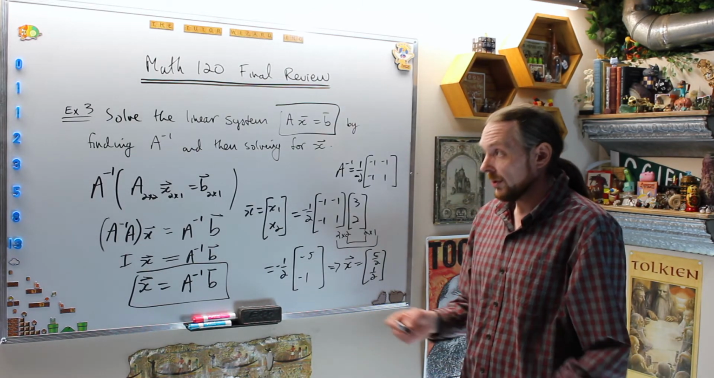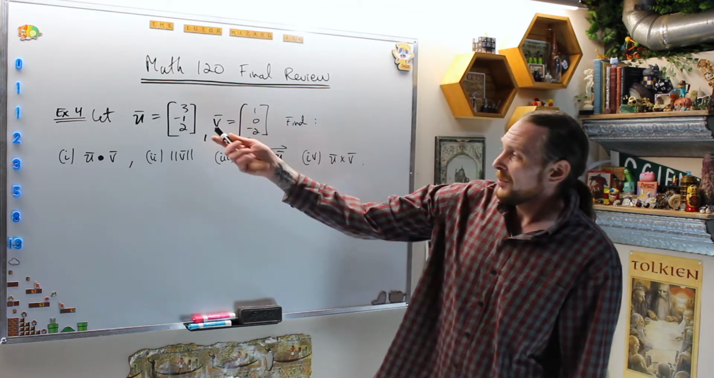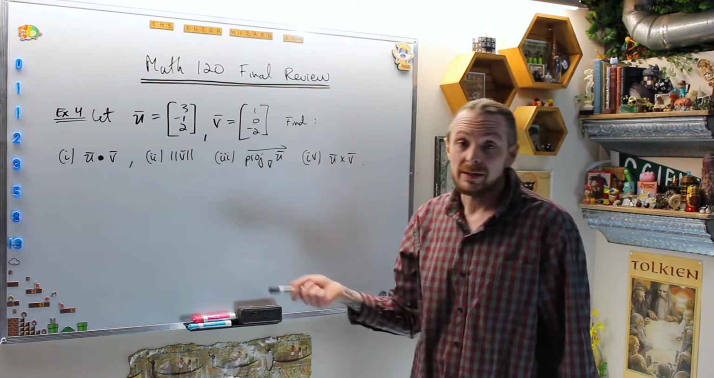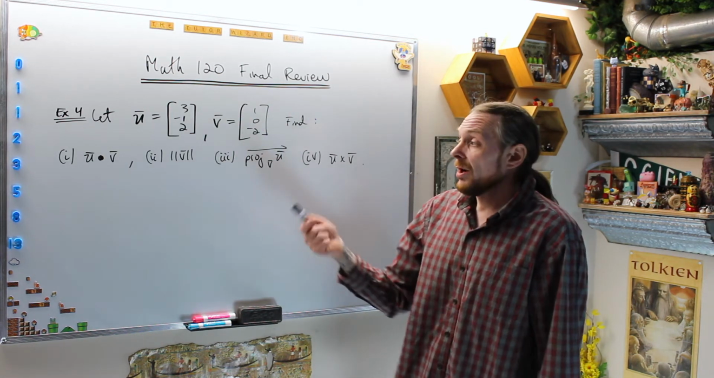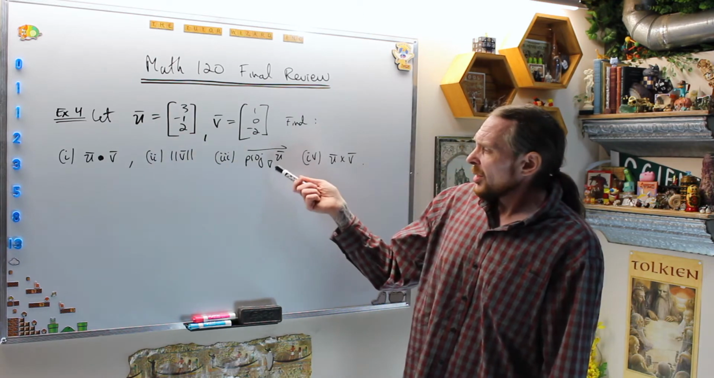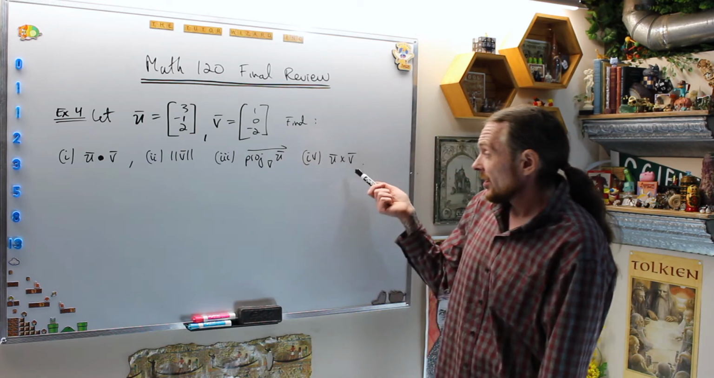Good. Number 4. Okay, number 4, what we're going to do is, we're given 2 vectors u and v in 3 dimensions. They've got 3 coordinates, so I'm in R3. What they want from us is to compute u dot v, the norm of v, the projection of u onto v as a vector, the vector projection, and u cross v.